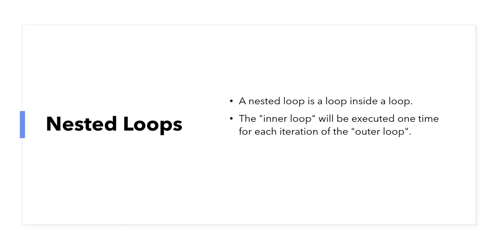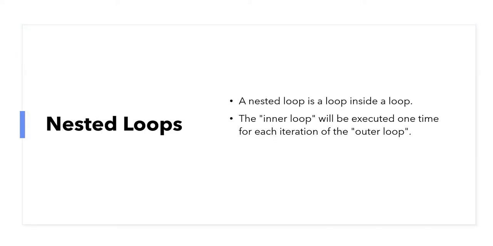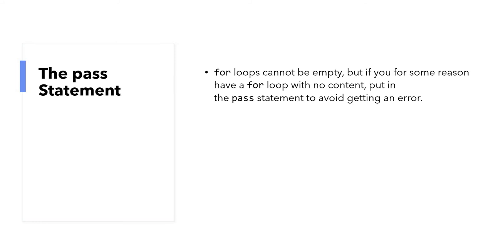Else in for loop. The else keyword in a for loop specifies a block of code to be executed when the loop is finished. Nested loop. A nested loop is a loop inside a loop. The inner loop will be executed one time for each iteration of the outer loop. The pass statement. For loops cannot be empty, but if you for some reason have a for loop with no content, put in the pass statement to avoid getting an error.